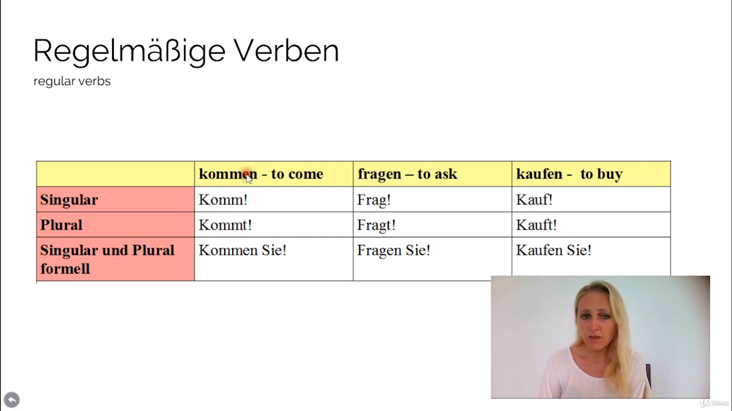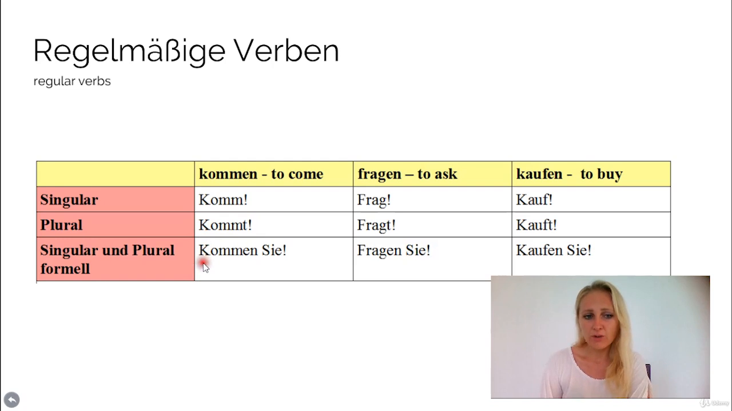So for the regular verbs, you just need to take away the en, and this is the imperative form. Kommt, this is the same conjugation as ihr kommt, right? You are coming. It means ihr kommt in the plural, and here the imperative form is just kommt. Nothing changes here. You just don't need the personal pronoun.